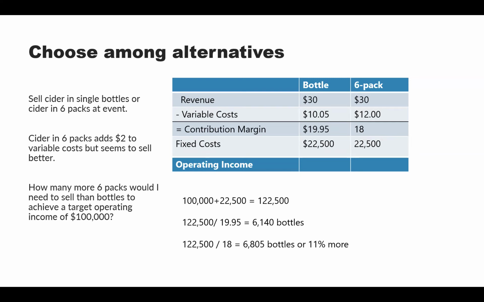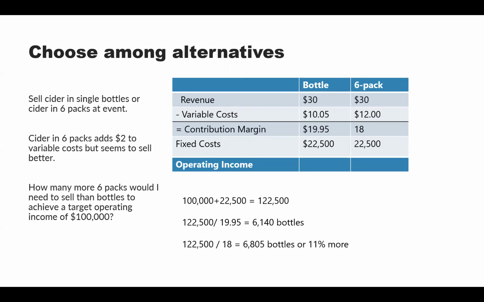So I still want to get 100,000. I think that 6-packs will sell better. It's the same otherwise, I can sell them for $30. But they do have a little bit higher variable cost. How many more would I need to sell in order to cover that cost? So it's the same problem again: you add the target income that you want to get plus the fixed costs, and that's 122,500. And then in each case, you would divide that by your contribution margin, right?